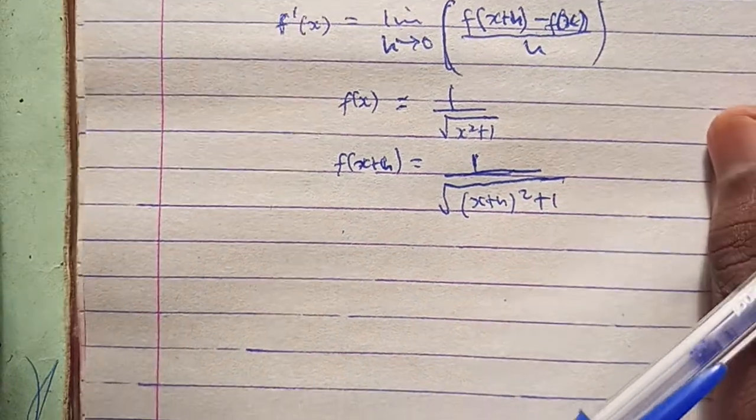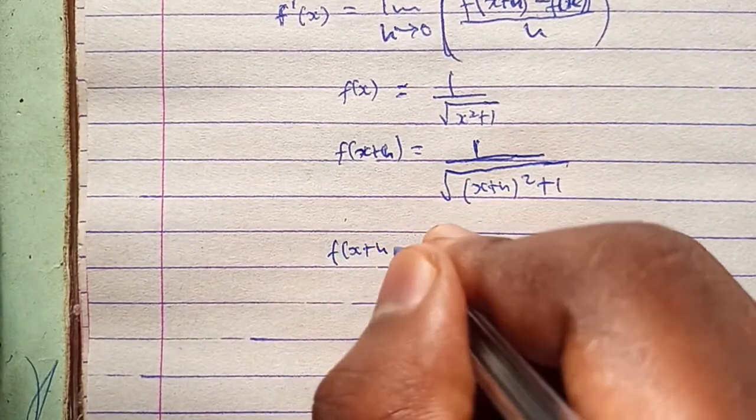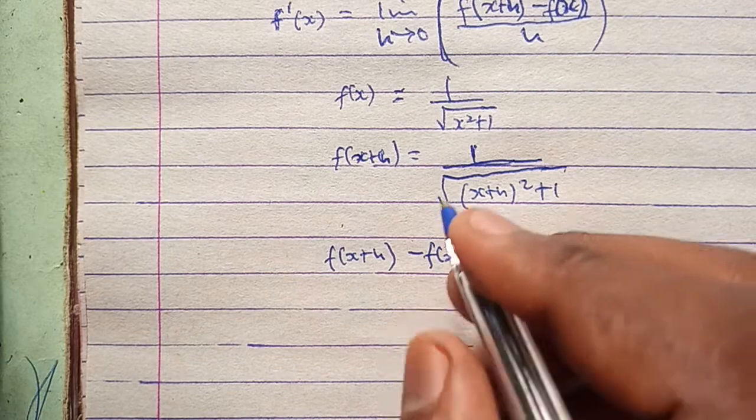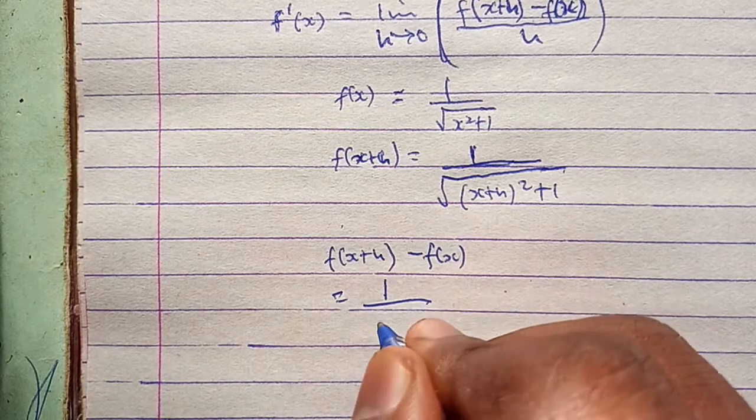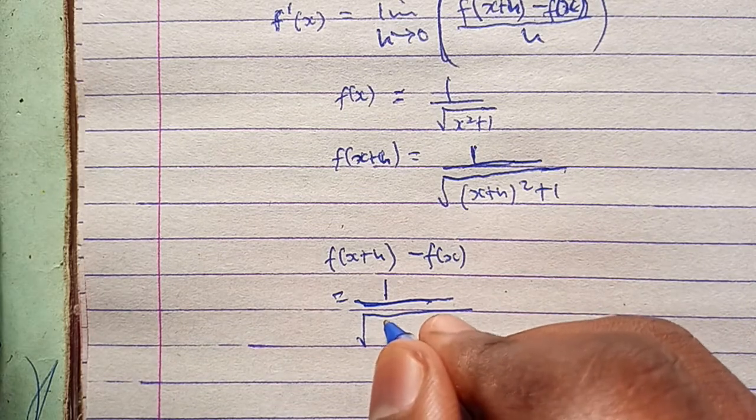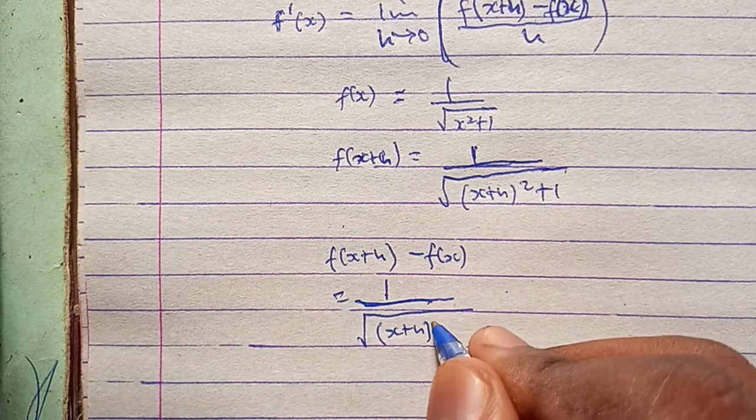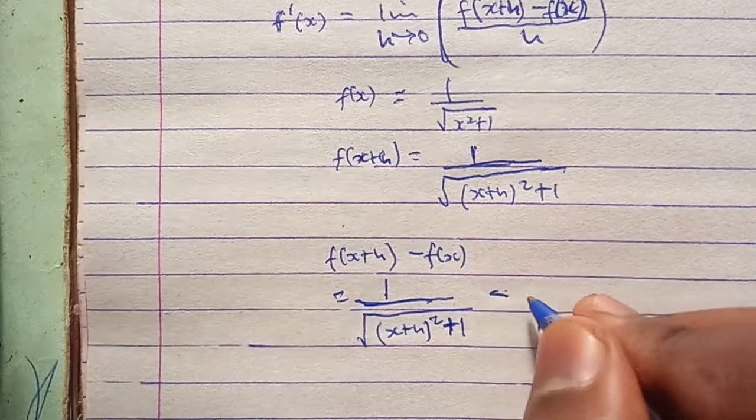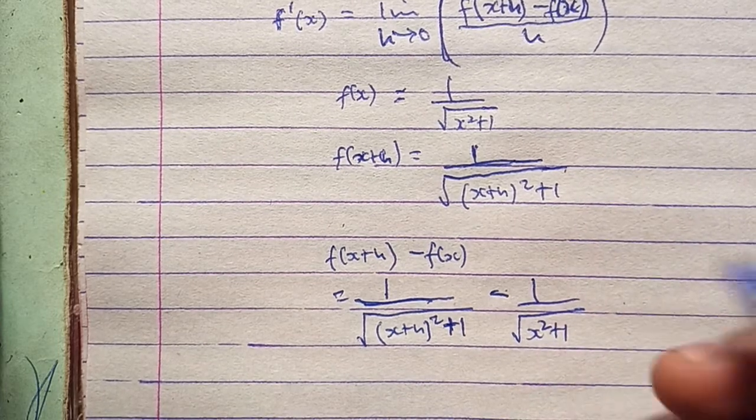So moving forward, guys, what we will do is that we quickly find f of the expression x plus h minus f of x, which will be equal to 1 over square root of x plus h in bracket all squared plus 1. These are under the root, minus 1 over square root of x squared plus 1 under the root.